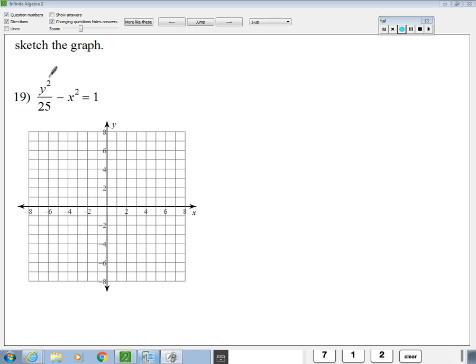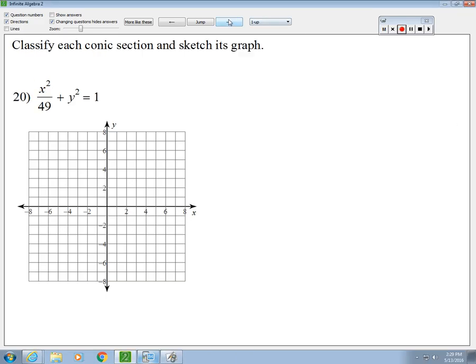You're not actually going to have to graph it by hand. You'll just have to know that since the y comes first, you should be looking for hyperbolas that open up and down. And you should be able to look at this and know that the a value is 5, the b value is 1 to know how tall and how wide.